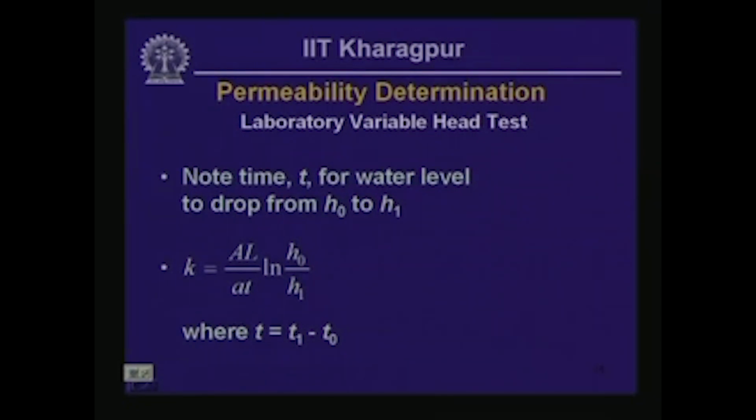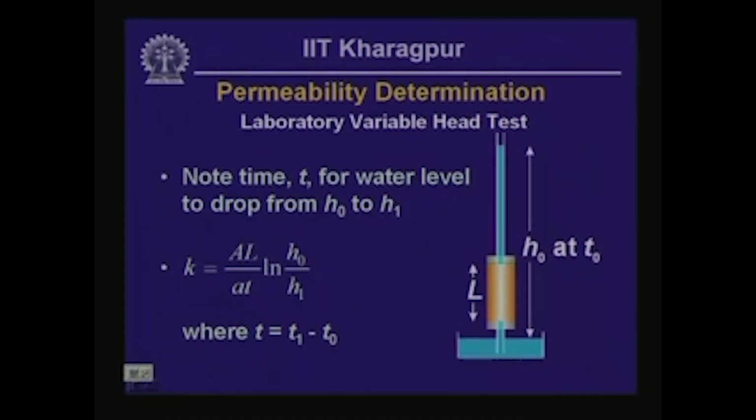Now, let us look at the animation of the experimental procedure. First of all, we place the cylindrical specimen in that configuration shown on the right, and then we let the water level drop to a smaller elevation.